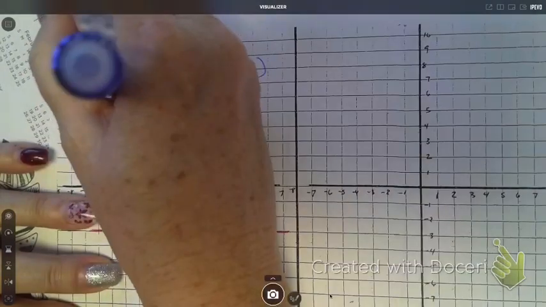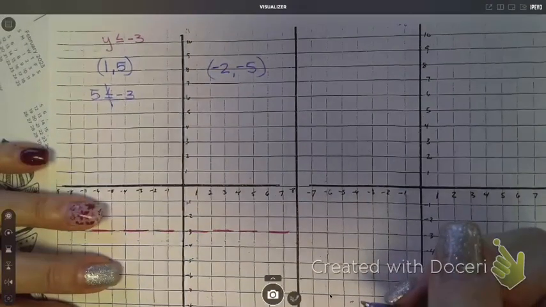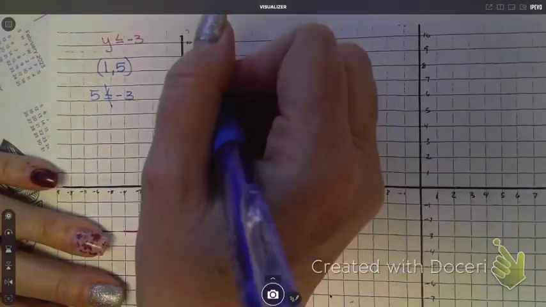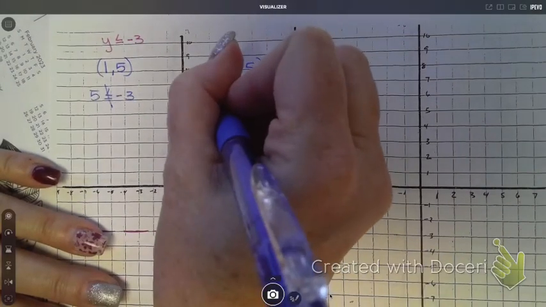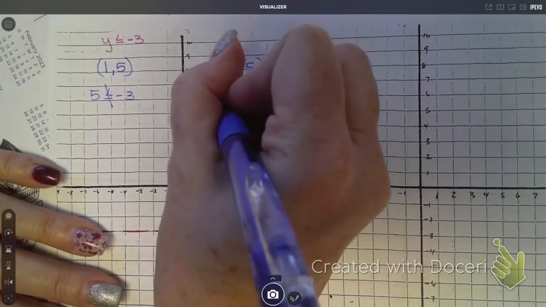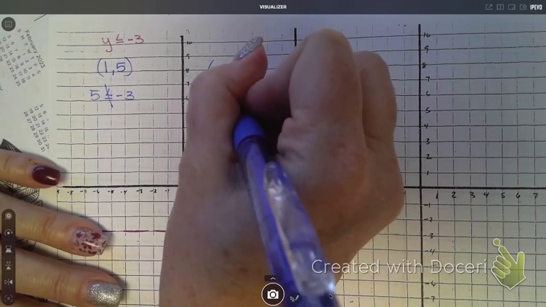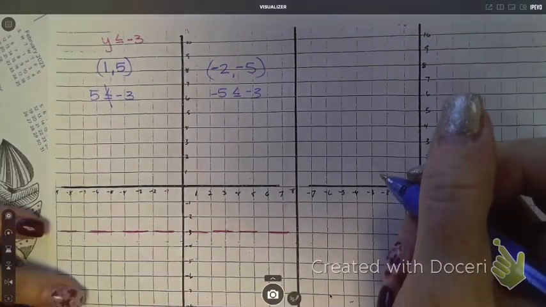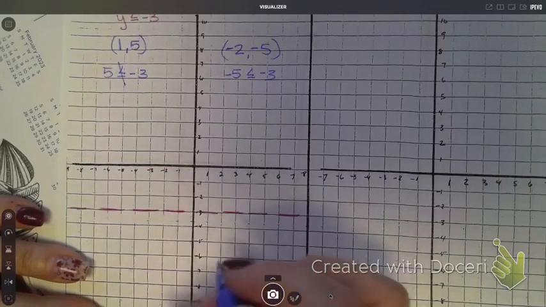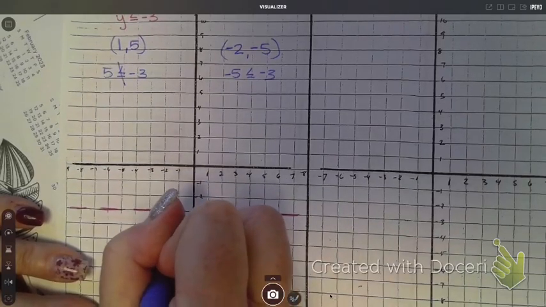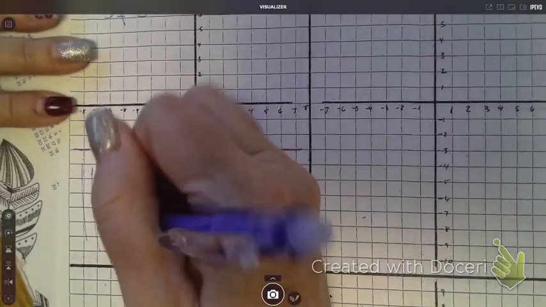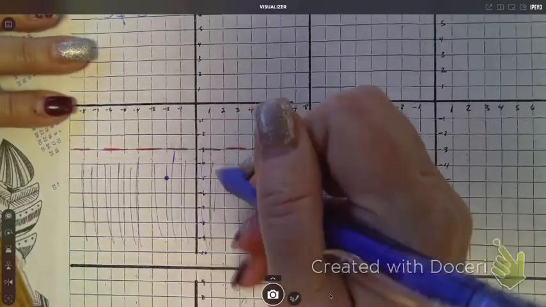No. So I draw a line. We won't shade where that's at, right? Nope. So the other one, my y is negative 5. So is negative 5 less than or equal to negative 3? Is that true? Yes. So negative 2, negative 5 is right here. So I need to shade below the line.